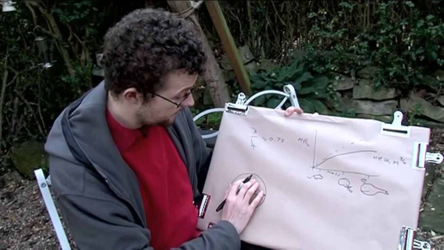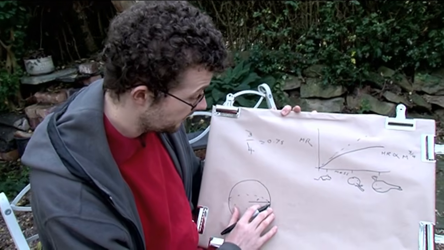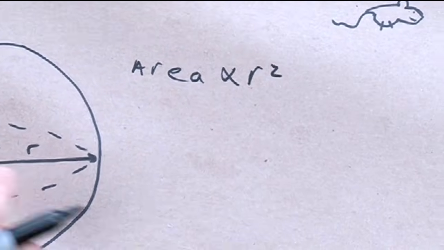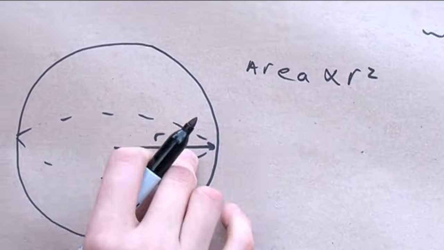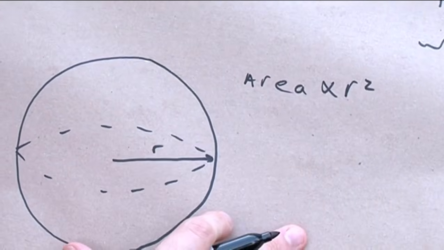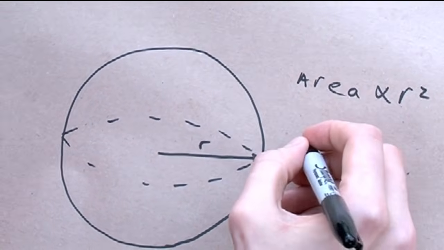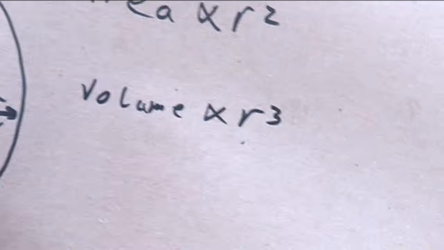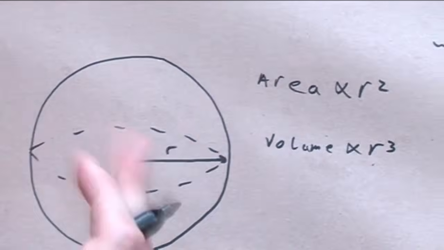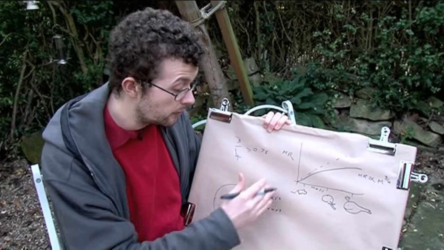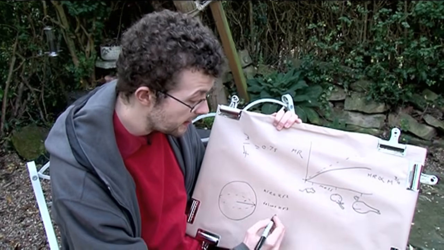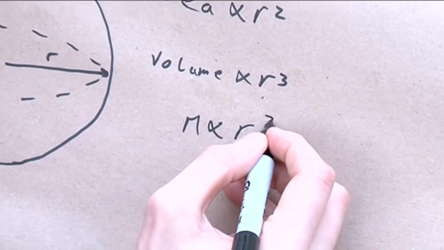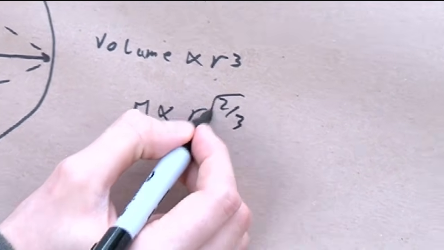So the surface area of this sphere is proportional to r squared. If you double r, your surface area increases by 4. The volume of the sphere is proportional to r cubed. So if you double the radius, your volume increases by 8. So using this idea that the metabolic rate is proportional to these two, you'd expect the metabolic rate to be proportional to r^(2/3). So you'd get a 2/3 power out.